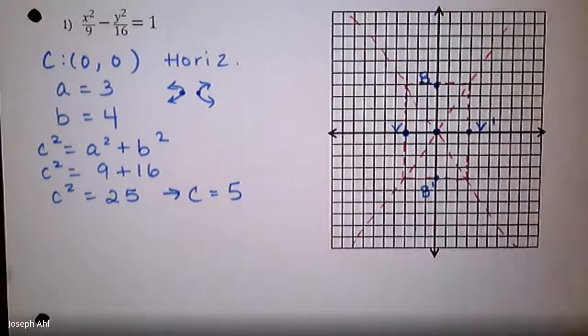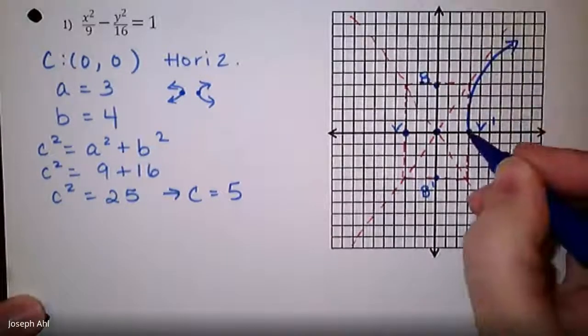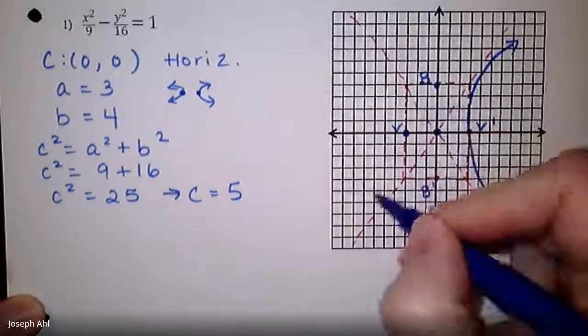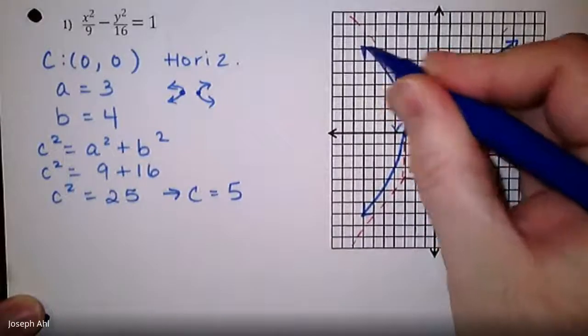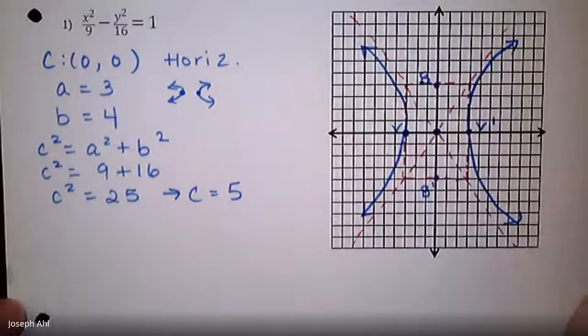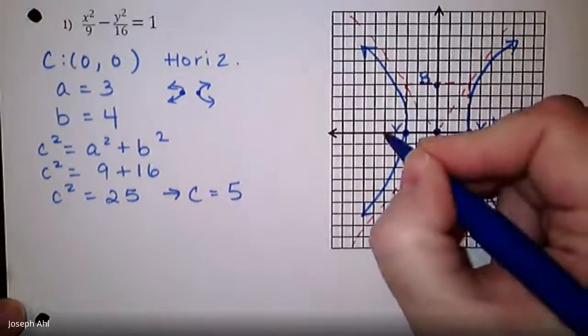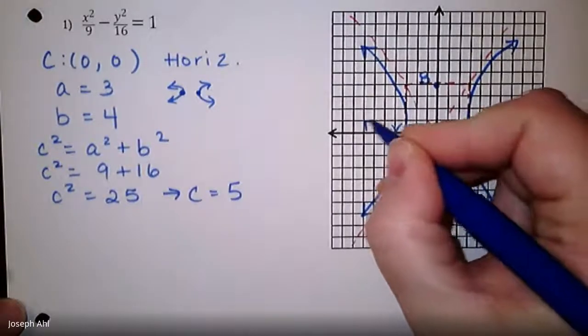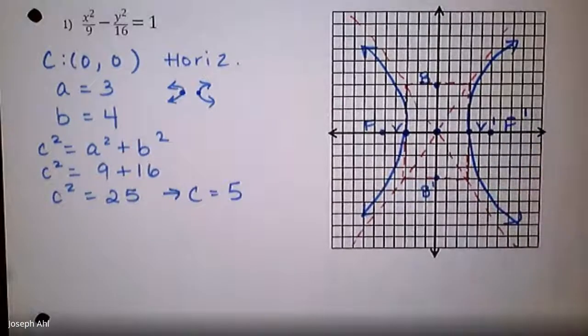And once you've drawn those in, now you are ready to draw your hyperbola that opens up to the right and opens up to the left. Please make sure it connects to V and to V prime. So there's the hyperbola. While I'm at it, I probably should also use my value of C to get to the foci. So if I go here, that's 5 units out. This would be 5 units to the right of the center. And there's F and F prime.